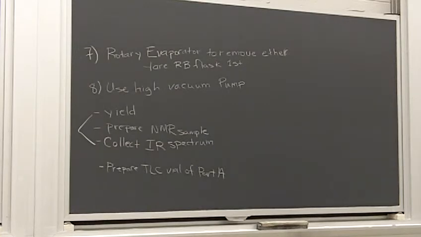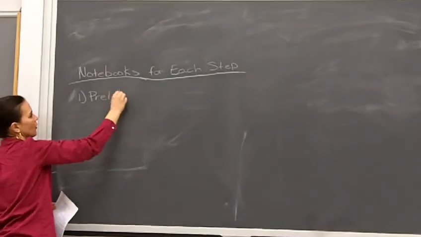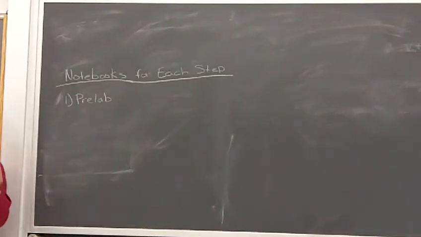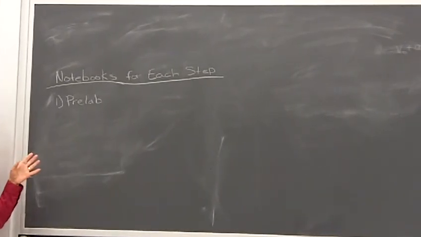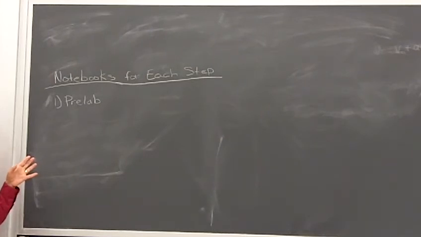Now for your notebooks, we're gonna treat things a little bit different for each of these steps than we have before with multi-step experiments, okay? So for each step, these are the pieces that you are going to need in your notebook, okay? You will have a pre-lab that is specific for each step. So for part A, the pre-lab you are preparing is just for part A, okay? You don't have to do all of experiment 20. You're just preparing the pre-lab for part A this week, all right?